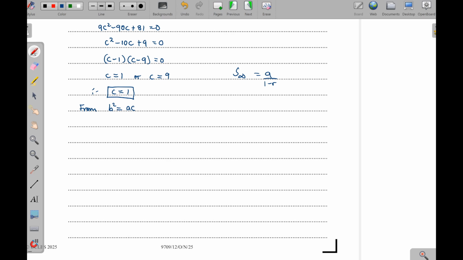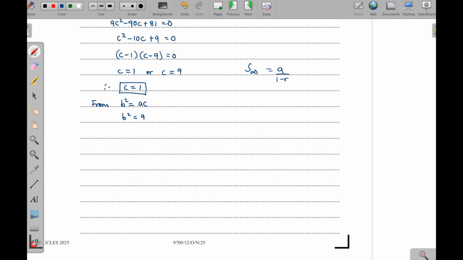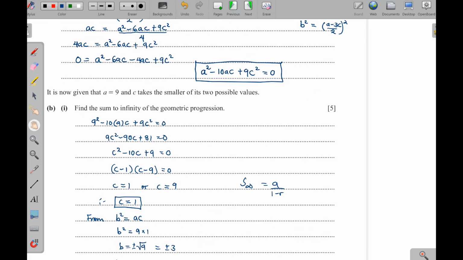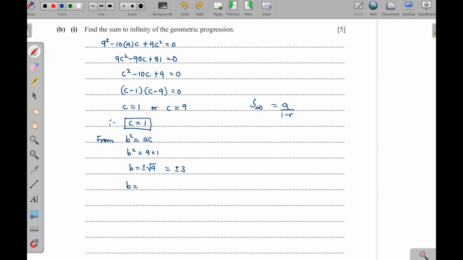Then my B squared shall be equal to, A is given as 9, times the C, which we are getting as 1. That means B will be equal to the square root of 9, which is equal to 3. Of course, here you are having plus or minus, so this is plus or minus 3. But remember, they said that A, B, and C are positive values. So I'm going to take my B as a positive 3. You see that?